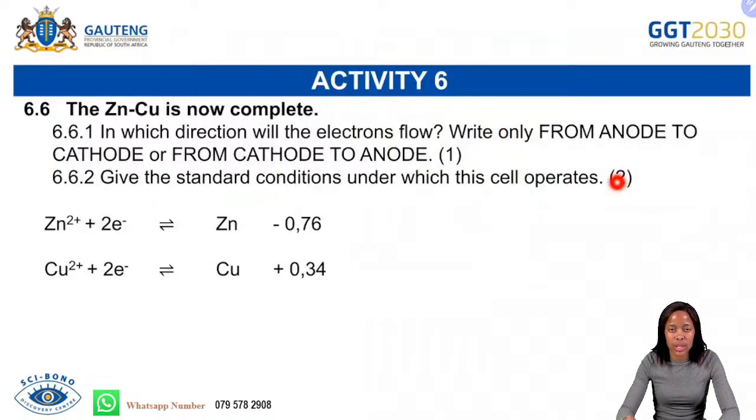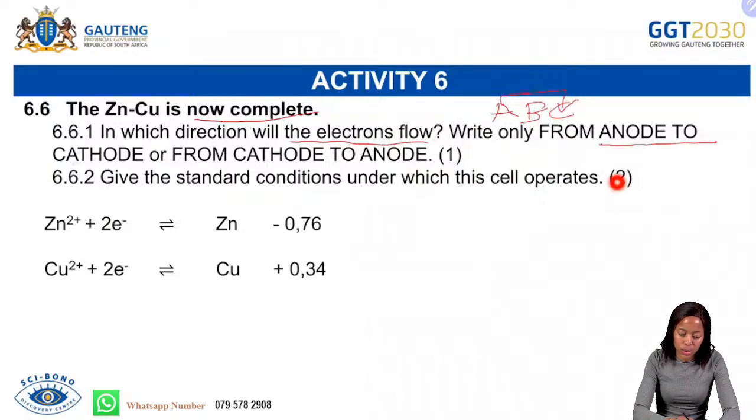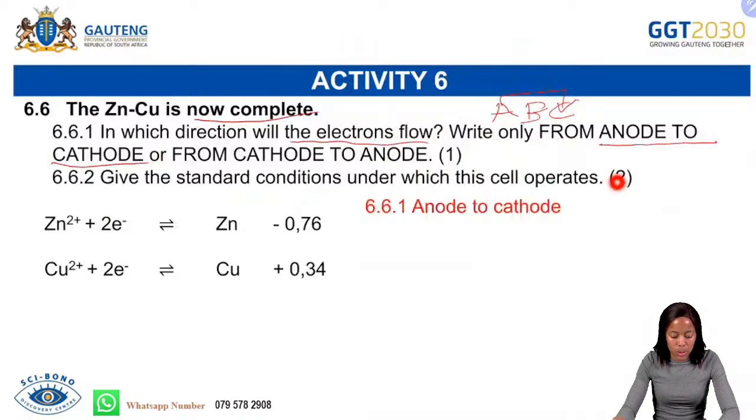Then the next one said the ZnCu cell is now complete. In which direction will the electrons flow? So if it's complete, it therefore means that we now have a salt bridge. Now, if it is complete, where are the electrons going to flow? Remember, if you use ABC, electrons are going to flow from the anode to the cathode. Okay. From the anode to the cathode, yes.